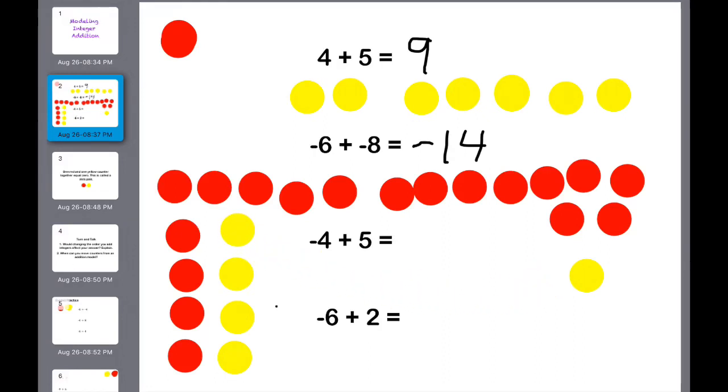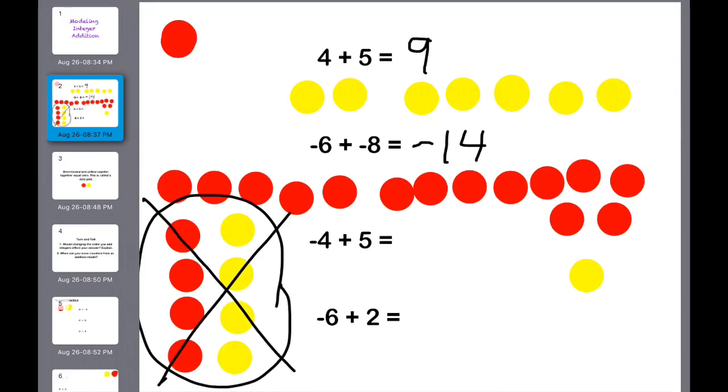I am able to make 4 zero pairs. So now all of these counters are worth nothing because they're zero. So they are not part of our final answer. And whatever is left, which in this case is 1 positive, that is our final answer. So -4 plus +5 equals +1.